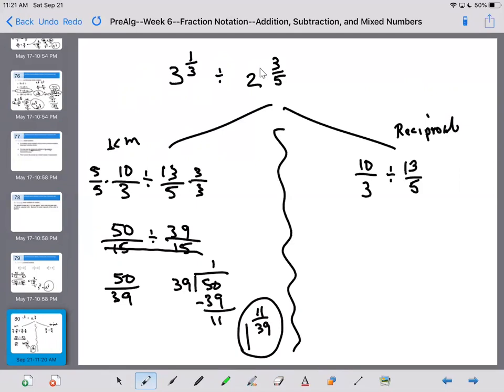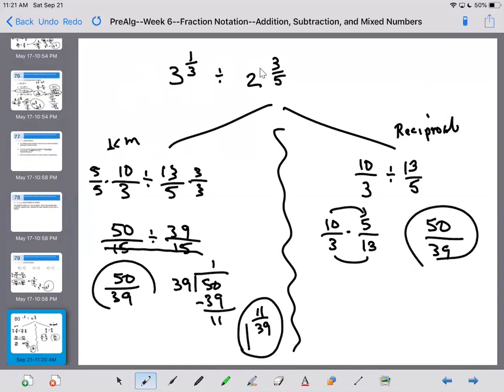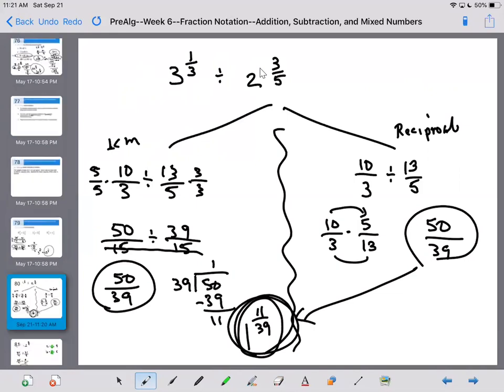All right, so if I did the reciprocal method, I would take 10 thirds and multiply it by the reciprocal of 13/5, which would be 5 13ths. Multiply, 10 times 5, I get 50. 3 times 13, I get 39. Notice you get the same answer. And if we do the division, we'll get the same. So use your method, whether that's the least common multiple method or the reciprocal method.